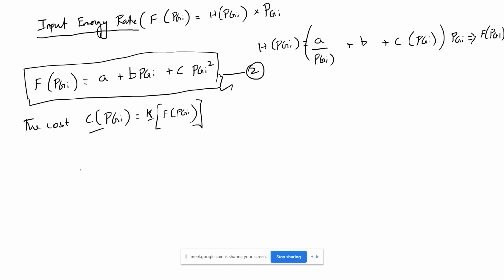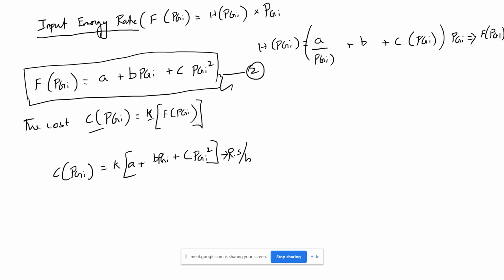So how to do that? The cost C_PGI is nothing but the multiplication of k and all the equations inside: a plus b PGI plus c PGI the whole square. If you take this, you will get the unit, which is rupees per hour.